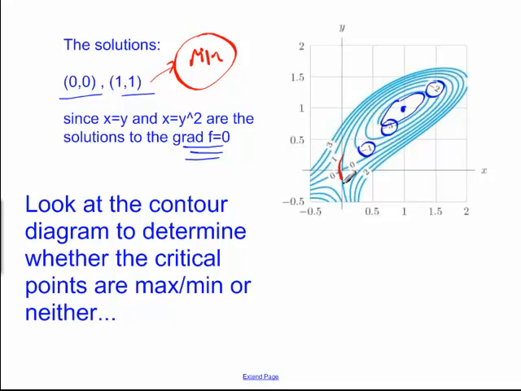And at 0, 0, I've got this cross section here, which is a saddle point. So therefore, this is neither. It's up to you.